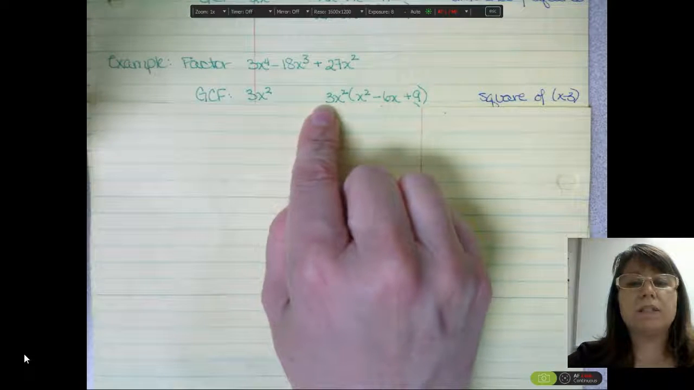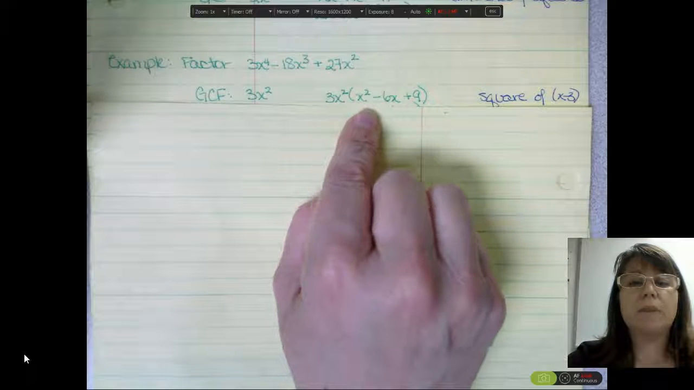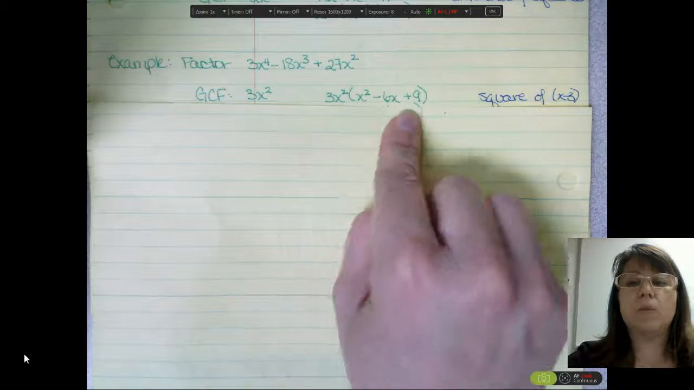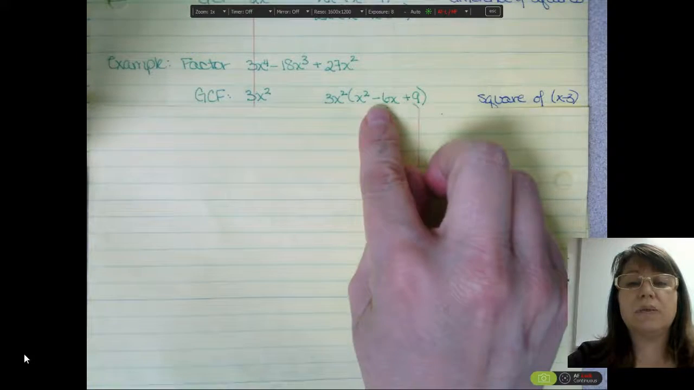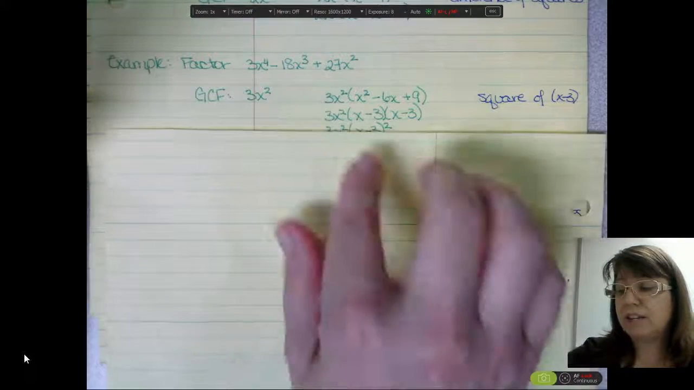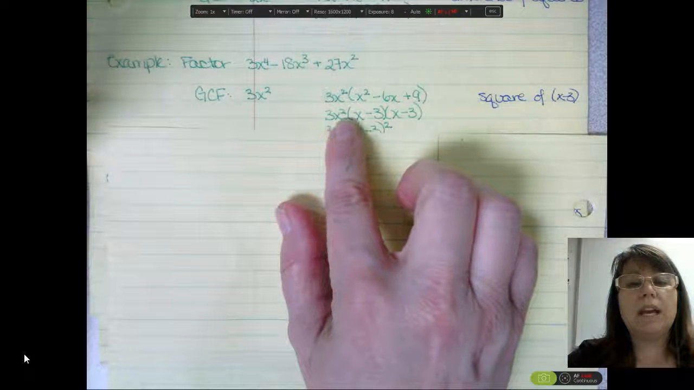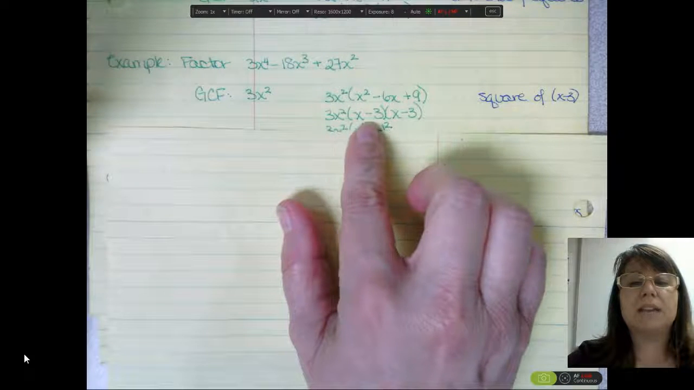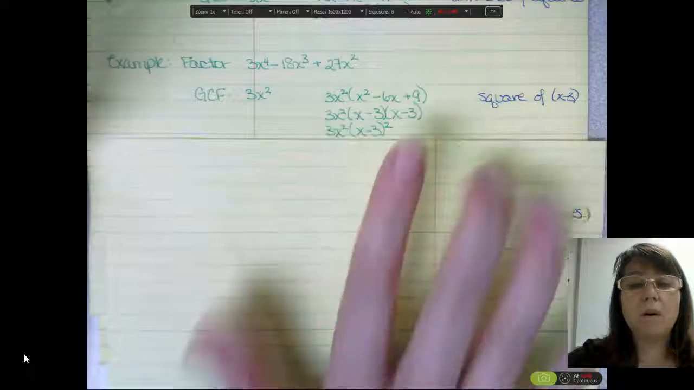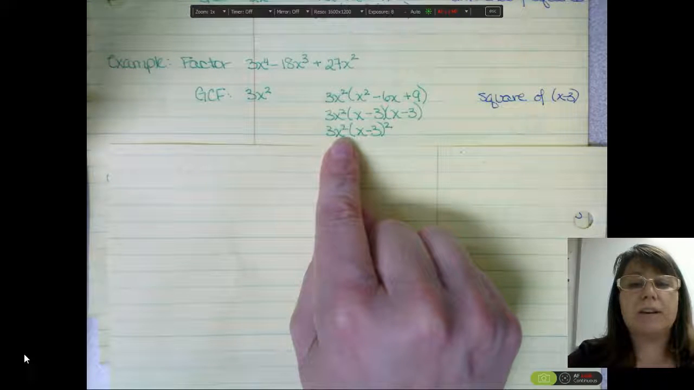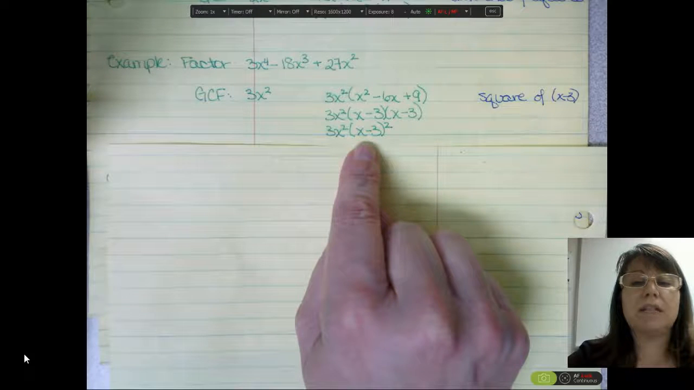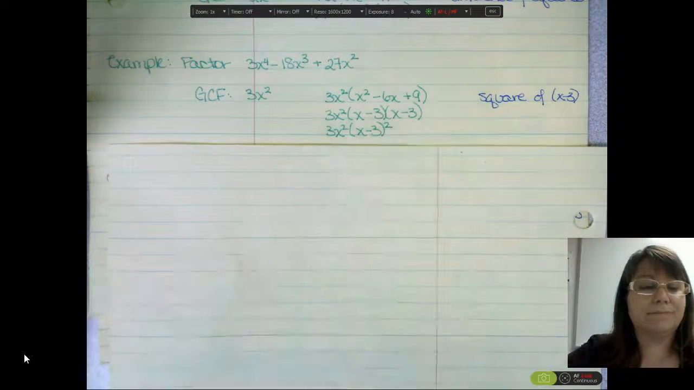Once I pull out 3x squared, I get x squared minus 6x plus 9. Well, that's the square of x minus 3. It's a perfect square. So I can factor it as 3x squared times x minus 3 times x minus 3. Or you can write it as 3x squared times the quantity x minus 3 quantity squared.